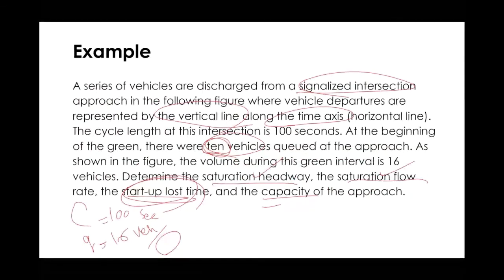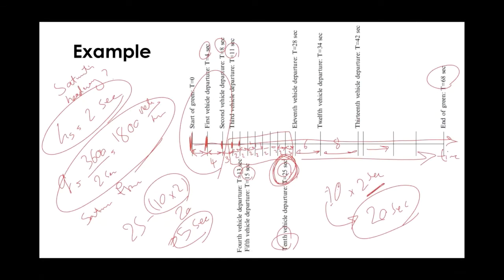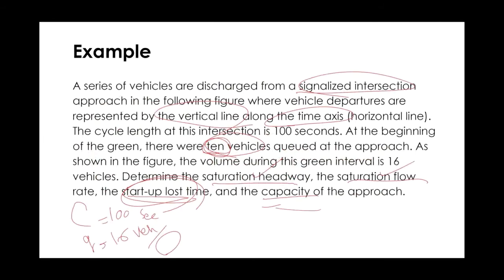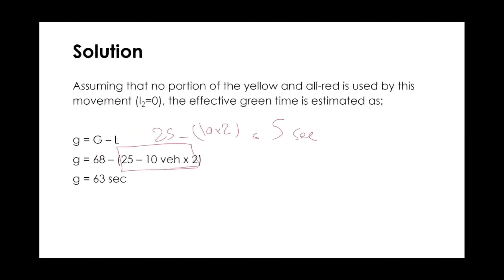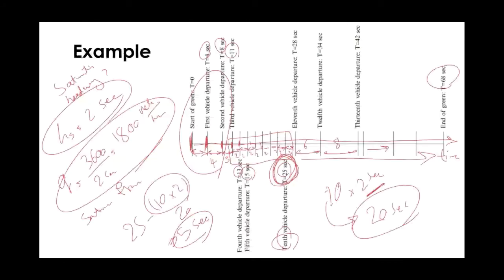Which is the startup lost time. And next, the problem is asking for the capacity of the approach. If I want to calculate the capacity, it is saturation flow multiplied by g over C, right? So I need to get this small g. A small g is capital G minus the lost time, right? And here we calculated that the green time was 68 seconds.